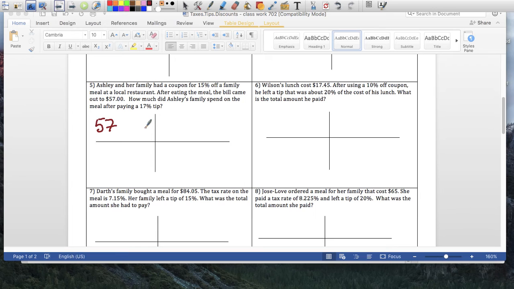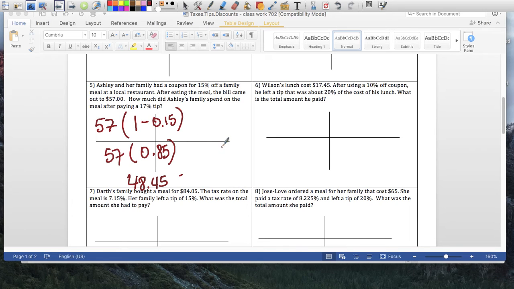So let's take one at a time. So now your family has a 15% coupon. So you're not going to be paying 57, but rather you're going to be paying 85% of that value because 15% is off, right? So the 57 is going to decrease a little bit. 57 times 0.85, and that's going to give us your new total, which is $48.45. So we took 15% away from 57, and we have $48.45 left.